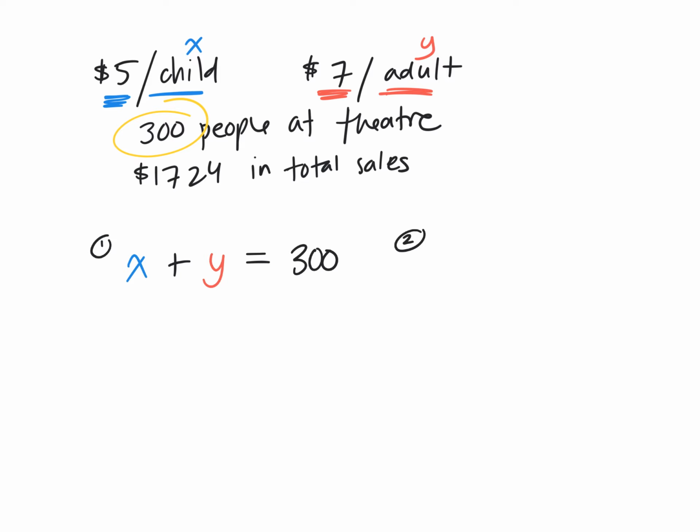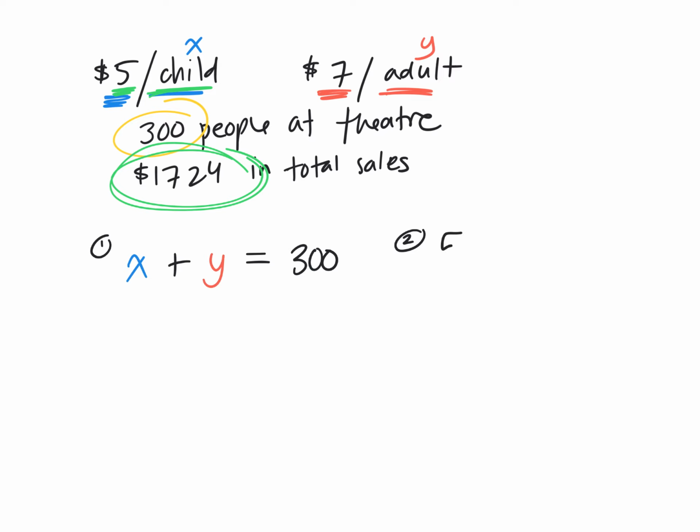So we have to come up with the second equation because we're told about the sales. They sold each child a ticket for $5. So if I had 10 children, I charged $5 for the 10 kids. Then I charged $7 for the number of adults I had, and altogether, how much money did they make? So what would be the second equation?